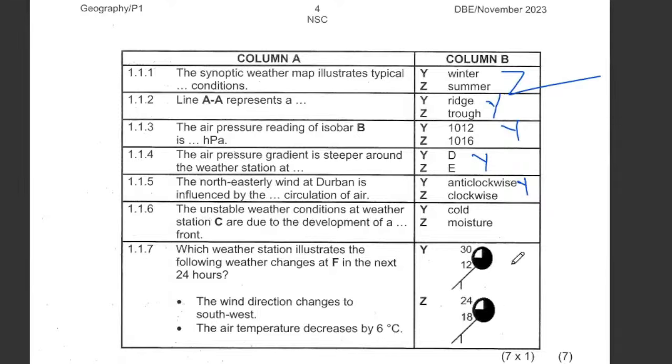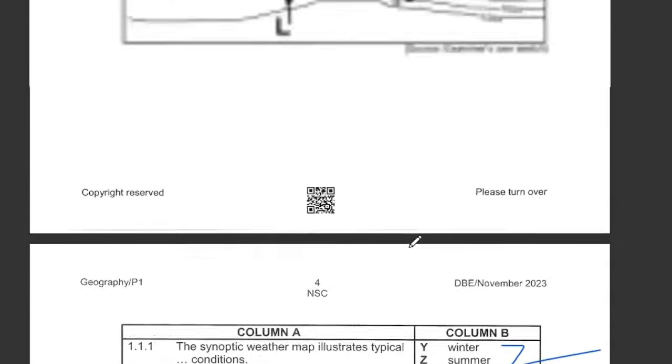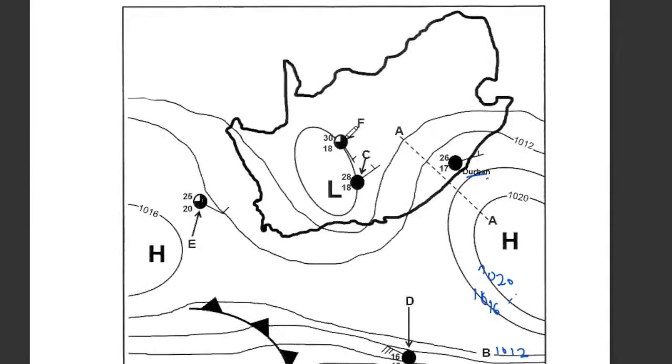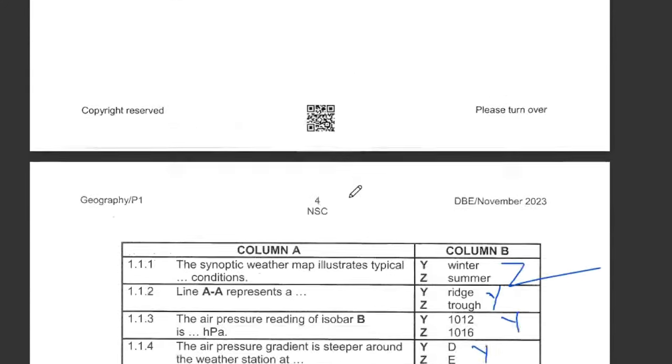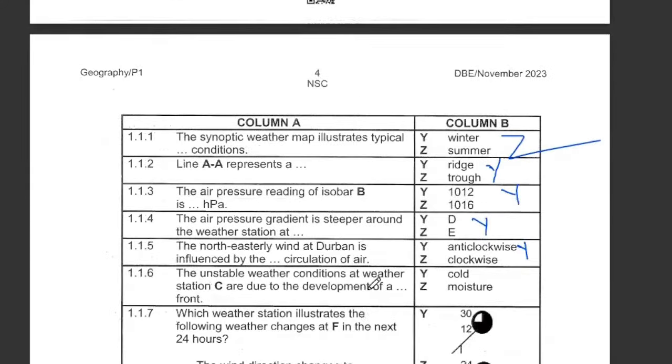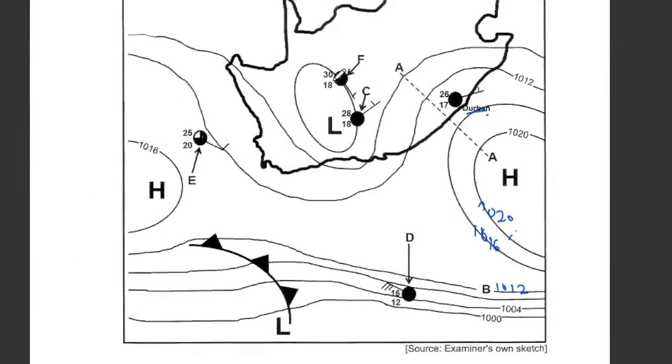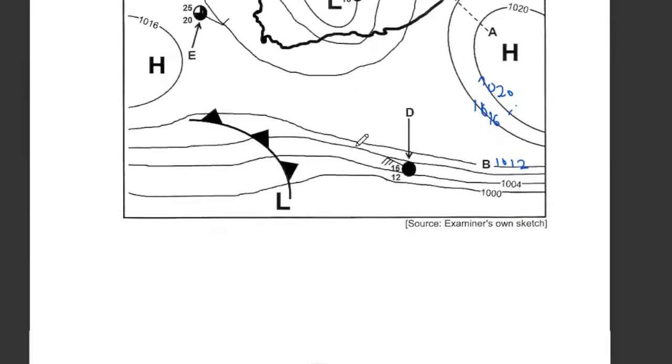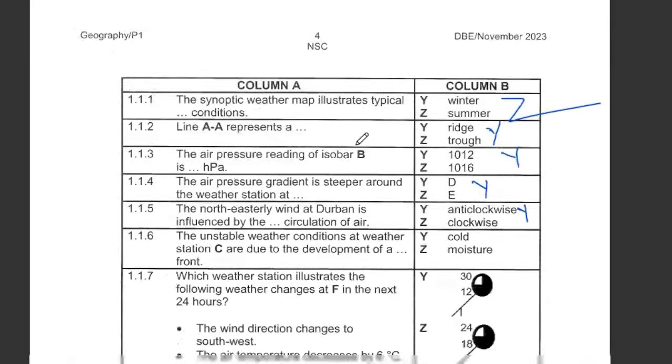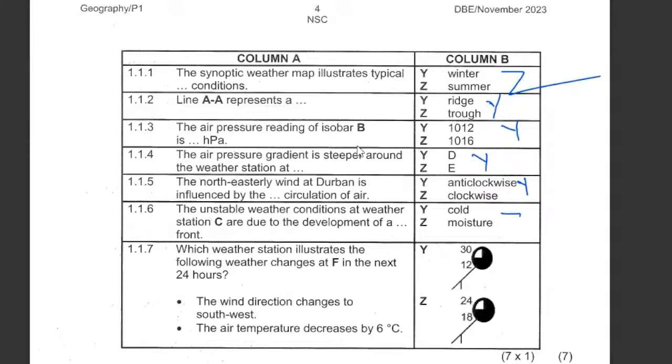The unstable weather conditions at weather station C are due to the development of which front? Weather station C is here. Okay. It's saying that the unstable weather conditions at weather station C is due to the development of which front? Obviously, it can't be a cold front because there's no cold front here, but because it is summer time, the most common front that develops in the interior is a moisture front. Therefore, here we have Z.